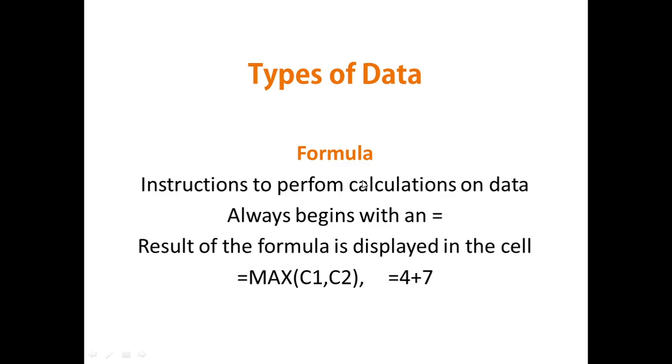I've put two examples over there. I've used a MAX function, which is going to show you which is the bigger of the two values, C1 and C2. Whichever is bigger will be displayed in the cell. The next example that I have given is a manual formula: equal to 4 plus 7. 7 plus 4 is 11, so that will be displayed in the cell. We'll learn more about the different types of data when we do more practical work on Excel.